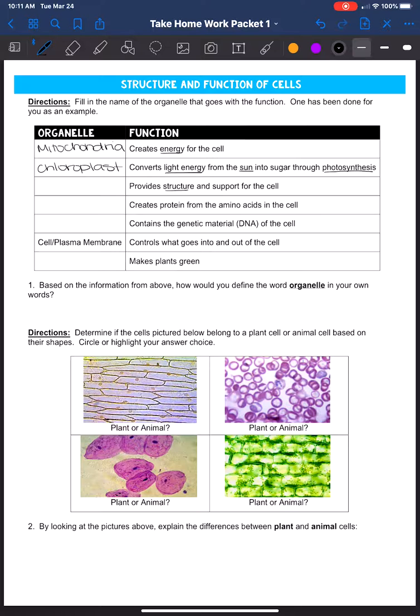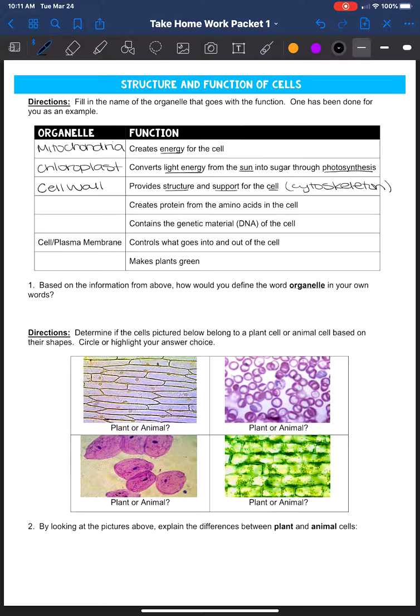Provides structure and support for the cell. Technically, this could be a couple things just based on the clue. What it is most likely referring to would be, in a plant cell, a cell wall, but it could technically be the cytoskeleton also, just based on the clue.